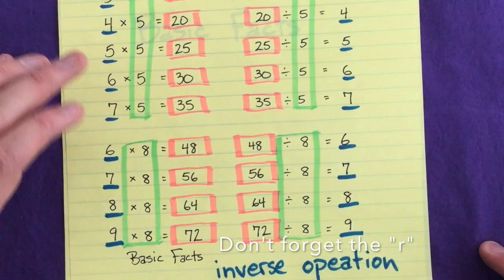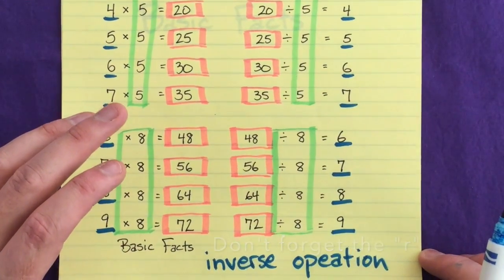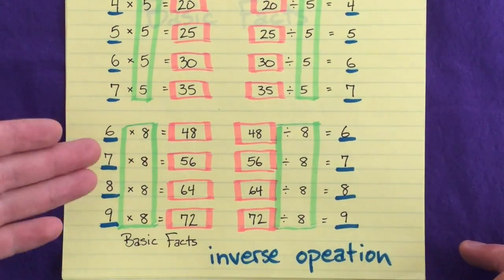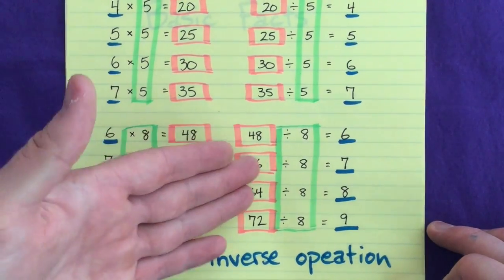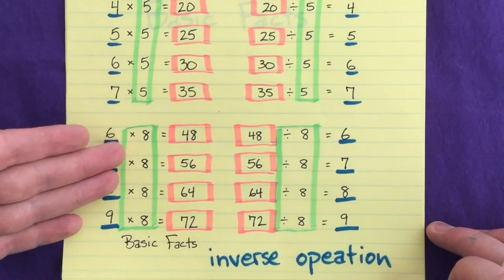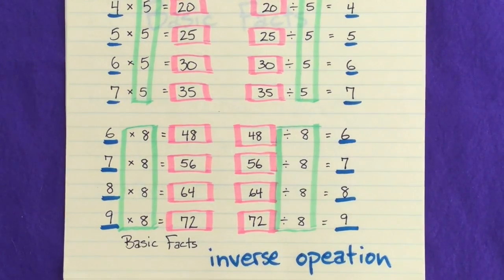Inverse operation is a mathematical term that simply means opposite. So, multiplication is the inverse operation of division, and division is the inverse operation of multiplication. So for those of you that are thinking division's really, really hard, don't freak out. Just remember your basic facts in multiplication and look for those when you're doing the division. I'm going to show you how you can make that happen.